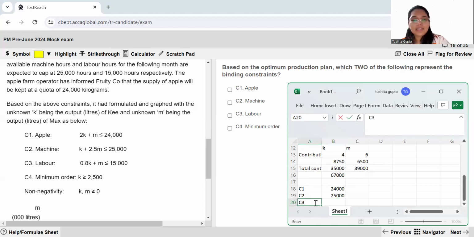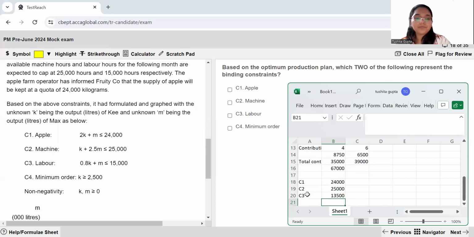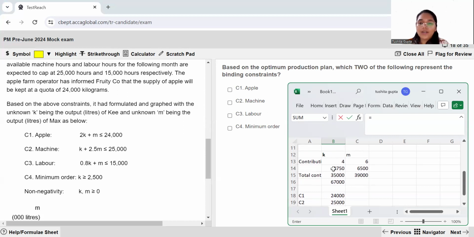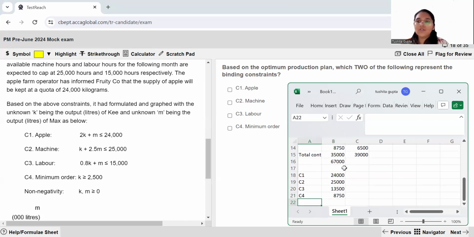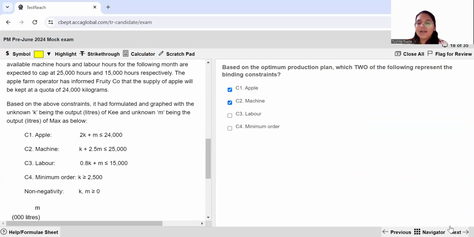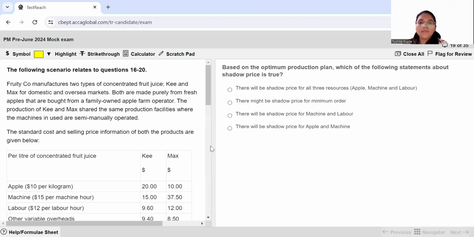Then let's talk about C3. C3 is 0.8K plus M over here. That is 13,500, and the maximum that you have allowed is 15,000. So you're way below that. So this is not a binding constraint. C4, let's evaluate that as well. Minimum order, your K should not be less than 2,500. If you see your K over here is 8,750. So you're well within the limit. So your two binding constraints are C1 and C2.